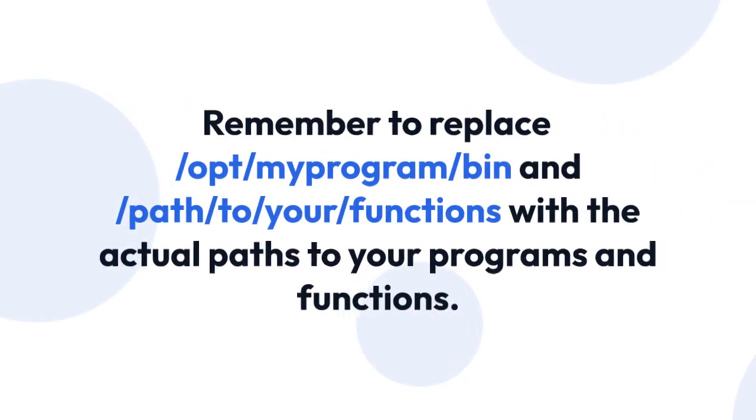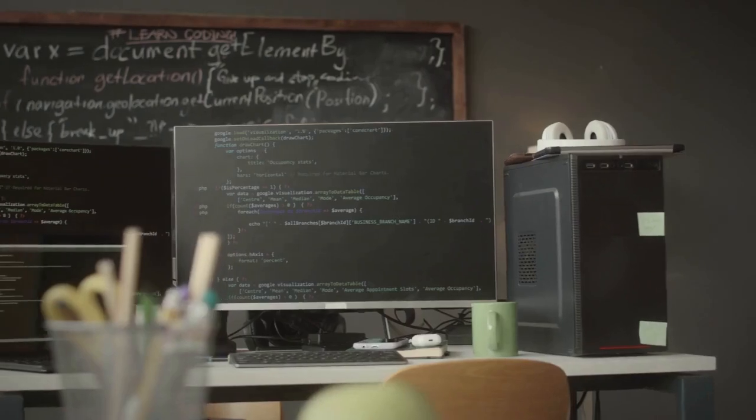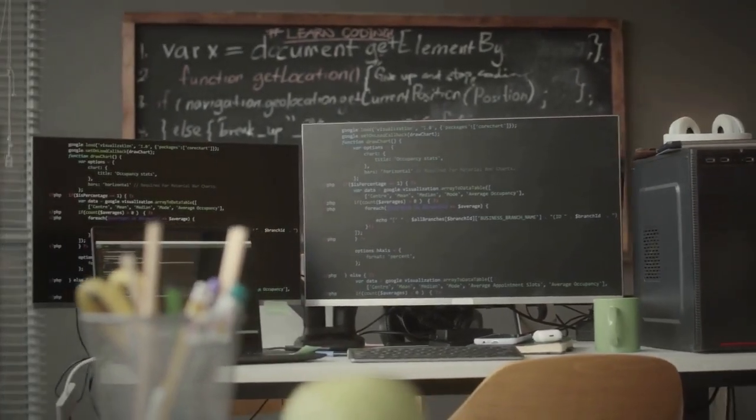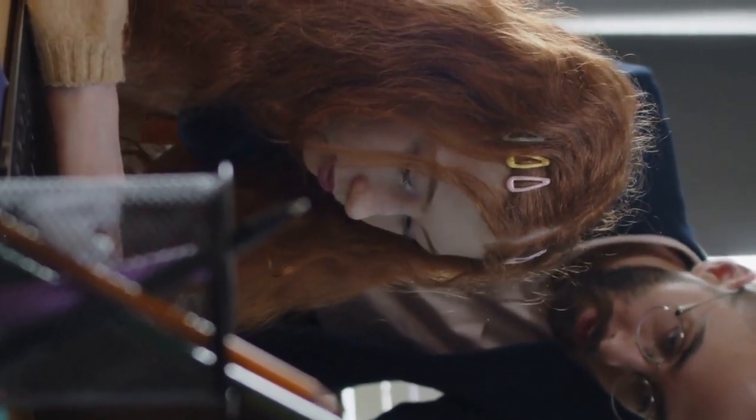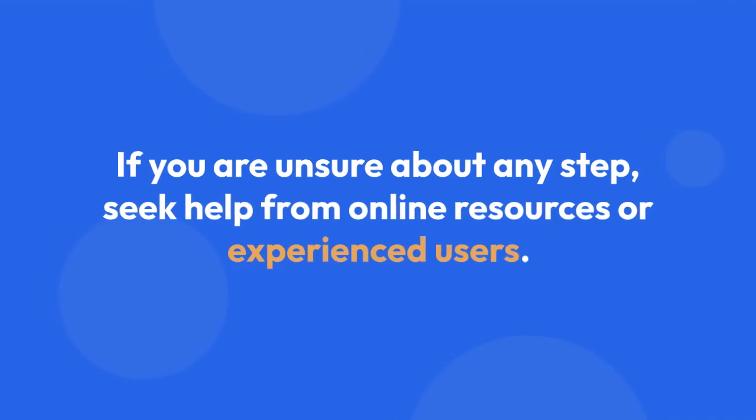Remember to replace /opt/myprogram/bin and /path/to/your/functions with the actual paths to your programs and functions. Always be cautious when modifying system configuration files. Incorrectly modifying your zshrc file could cause problems. If you are unsure about any step, seek help from online resources or experienced users.